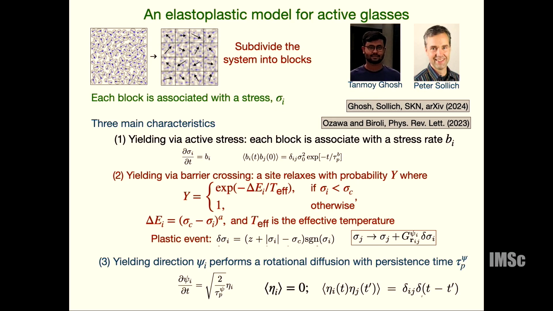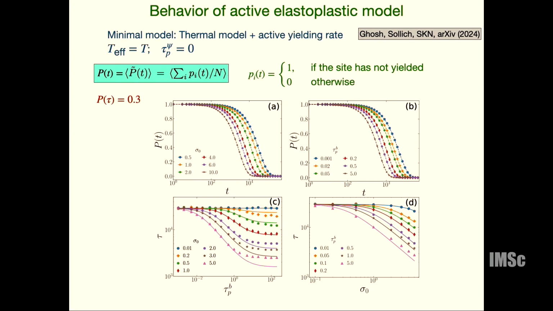If sigma_i is less than sigma_c, then it is exponential at an effective temperature T_effective, and if it is greater than sigma_c, then the probability is 1. Delta E_i is given by the distance from this critical point, and if the site yields, then the stress on that site is decreased by this amount, and that stress is redistributed throughout the other sites. The third element of the activity is that the yielding direction of each site has a rotational diffusion with a persistence time tau_p psi. So then we can solve it, but the point is that you don't need all the elements to actually reproduce most of the simulation data.